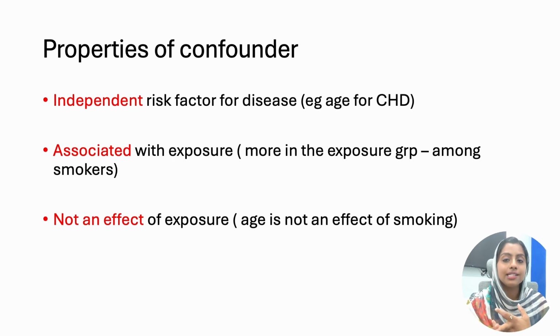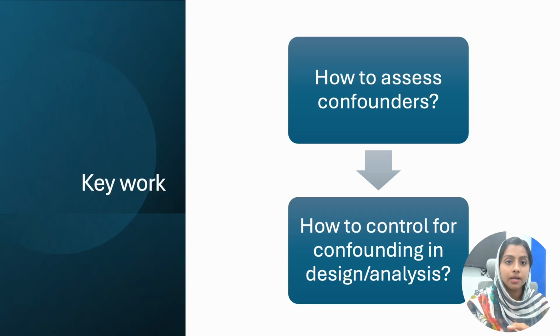And the third one is that it should not be an effect of an exposure. For example, age is not an effect of smoking, right? Just because the patient smokes doesn't mean the patient will have more age. So it should not be an effect of the exposure. I'll show you this in a diagram where these three features become much clearer in the further slides. So these are the main characteristics to be described as a confounder.